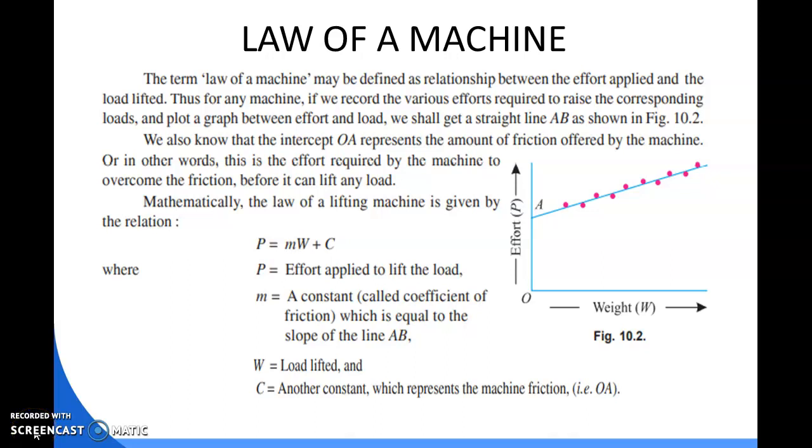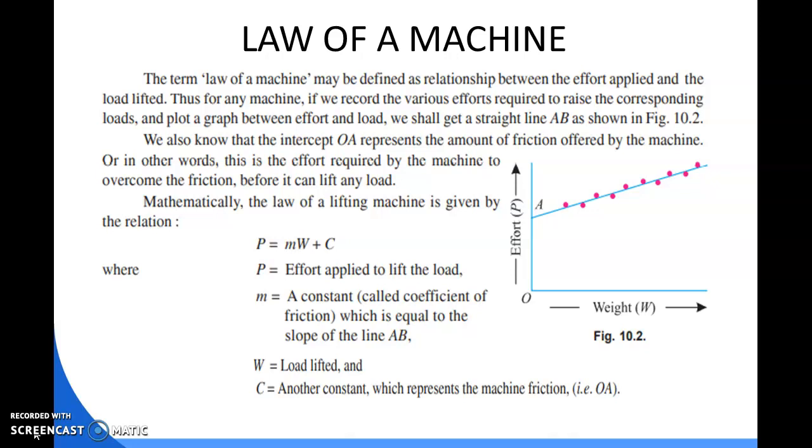So today we will start the law of a machine. This is chapter 5, which is simple machine. According to the law of a machine, it is the term which is defined as the relationship between the effort applied and the load lifted.